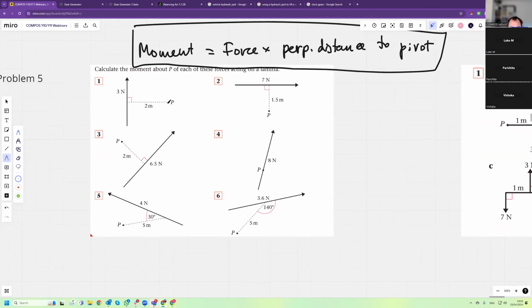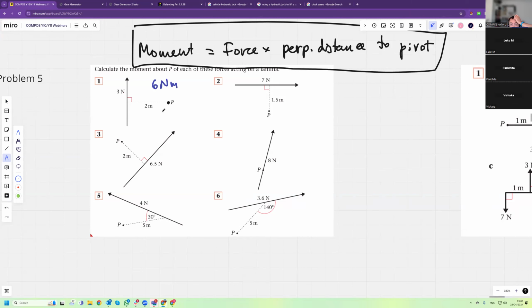So we have a pivot and there's a force. All we need is force times the perpendicular distance. So this exercise is very straightforward. It's force times the perpendicular distance. So 3 times 2 is 6 Newton meters.